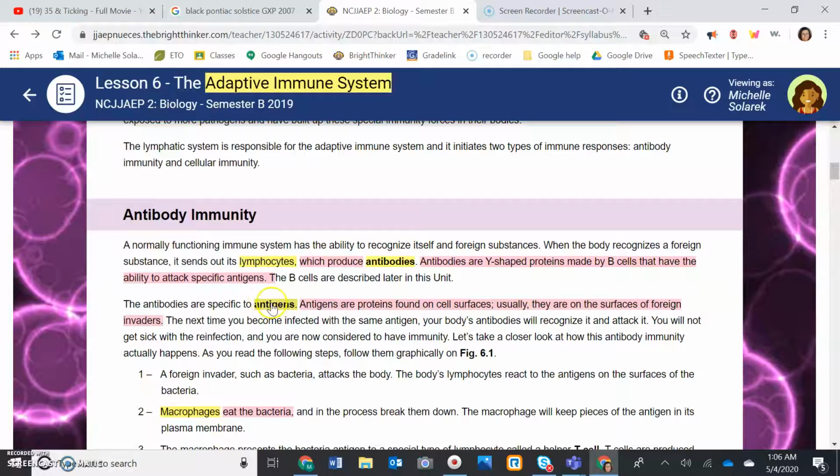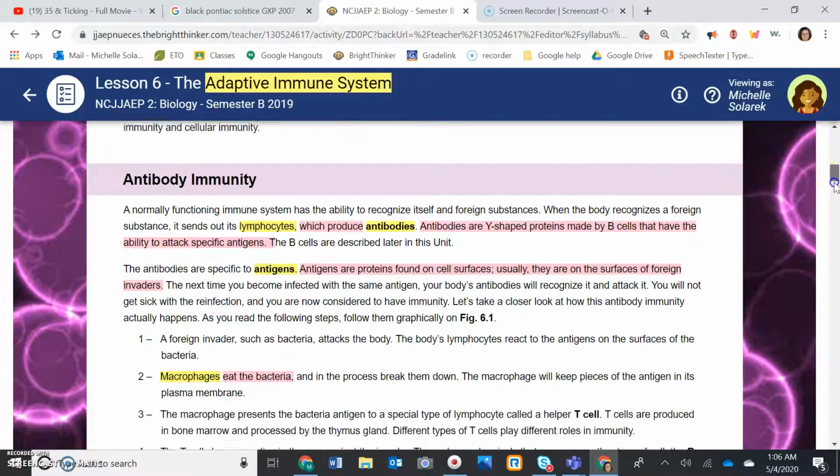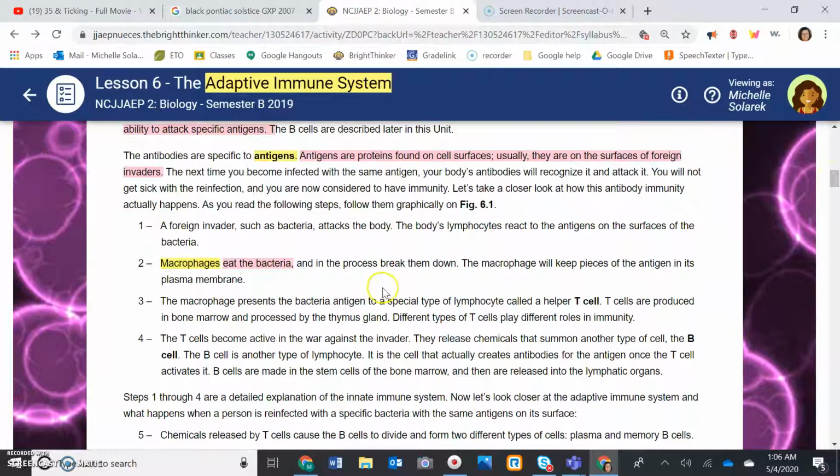Now we're talking about antigens, number 8. What are proteins found on cell surfaces? Antigens. And as you know, that's a repeat from up top, so that's okay. Number 9, what eats the bacteria? Macrophage eats the bacteria. So 8 and 9, antigens and macrophage.